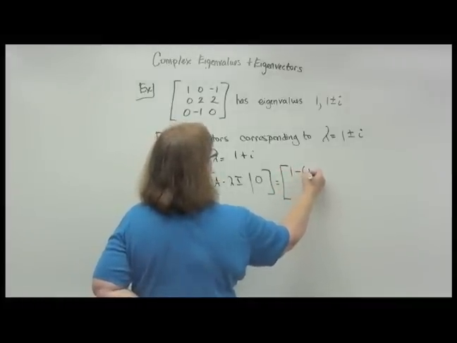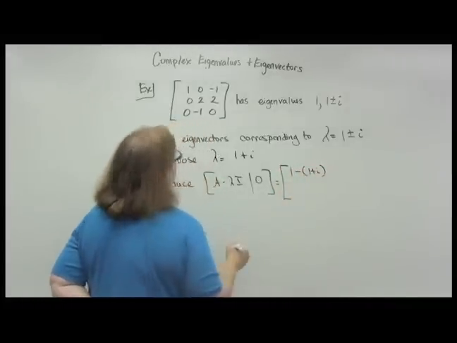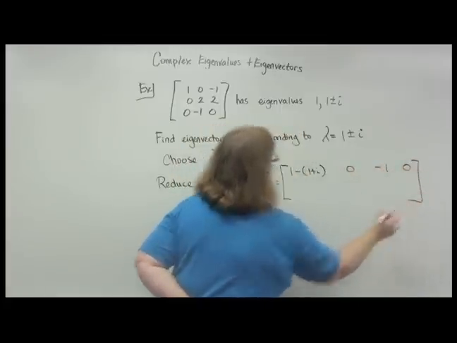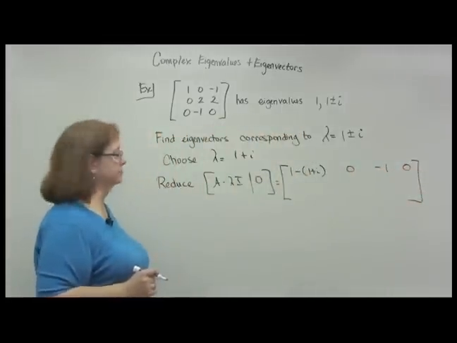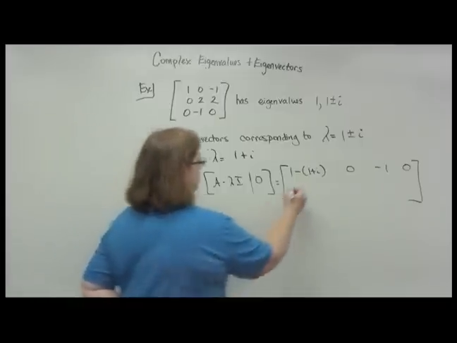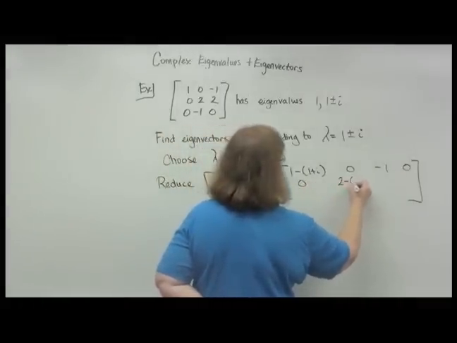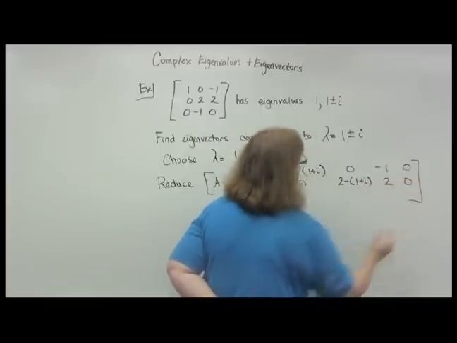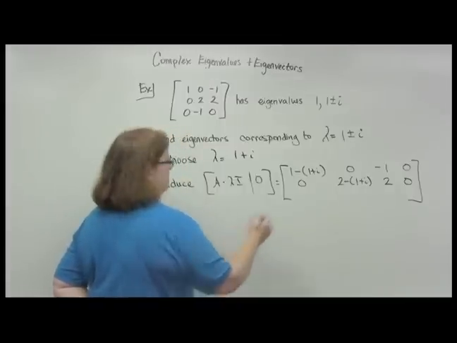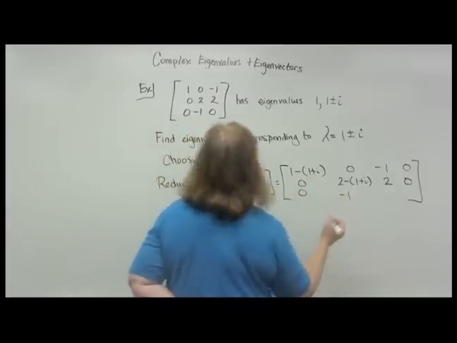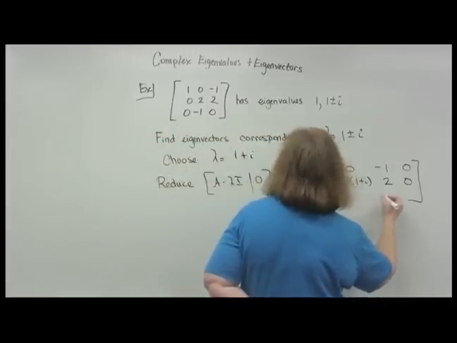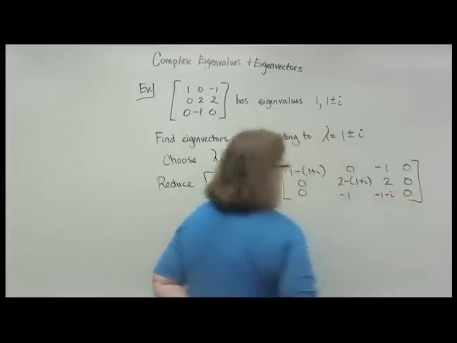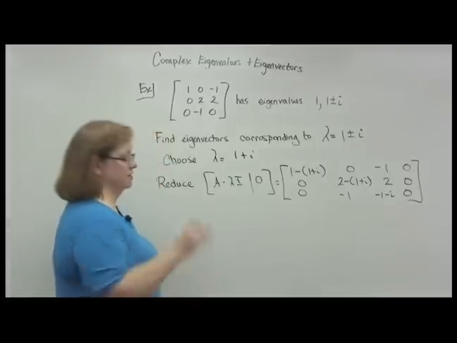1 minus (1 plus i), 0, and then negative 1 on the top row. The second row I get 0, 2 minus (1 plus i), then 2, and then 0 at the end of that. And the bottom row I get 0, negative 1, and then 0 minus (1 plus i), which would just be negative 1 minus i, and then 0 at the end. Okay, so I want to reduce that.